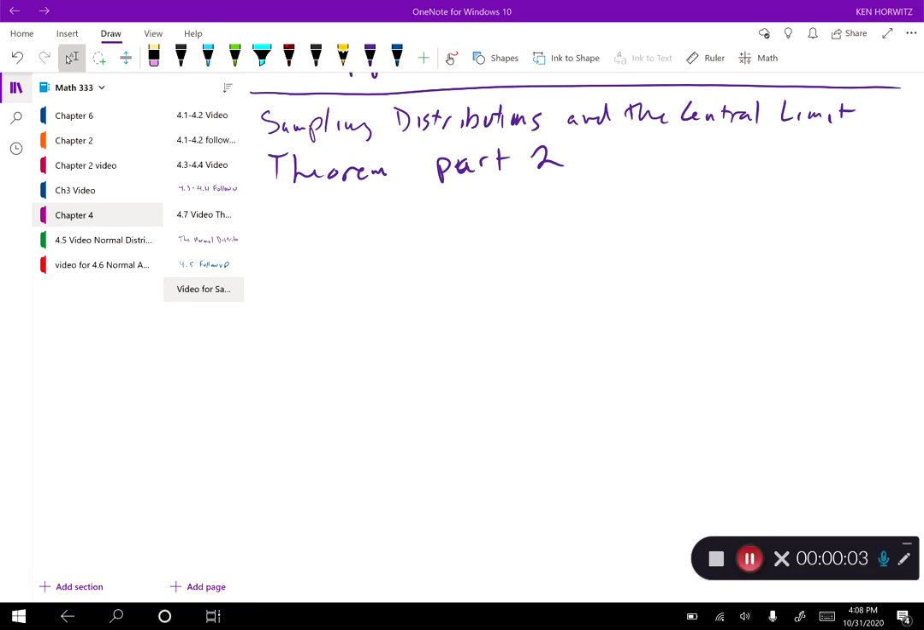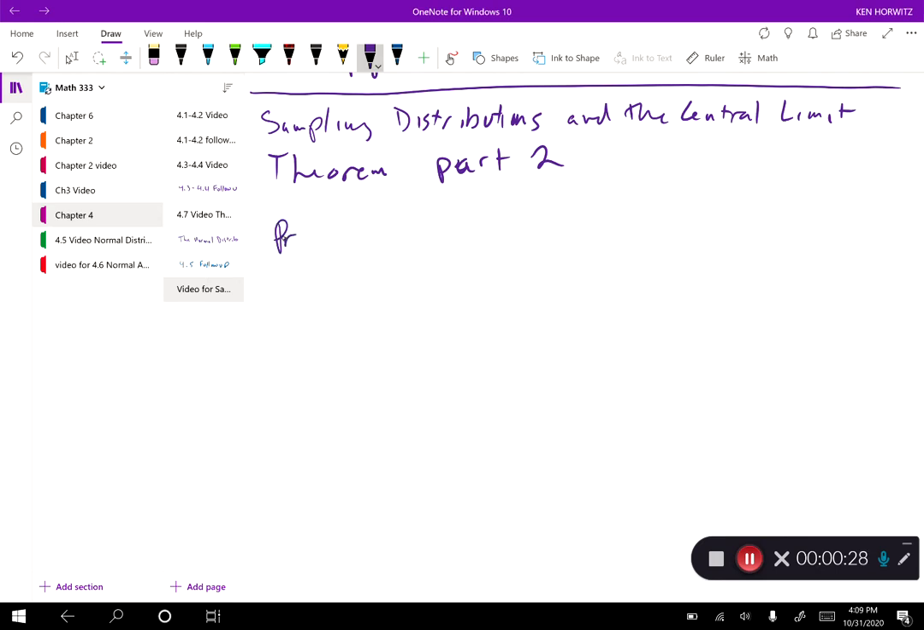Welcome back, everybody. Now for part 2 of sampling distributions and the central limit theorem. Now we're going to be focused more on applications, showing you how this math is slightly different from the normal distribution and showing you some of the different ways it can be used.